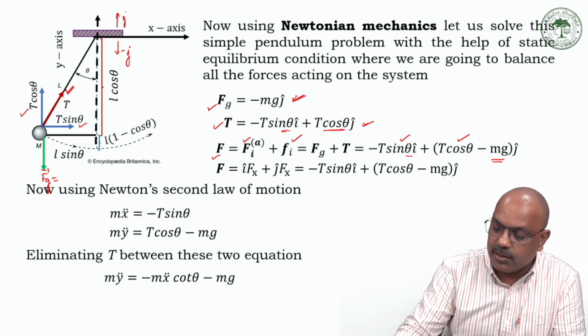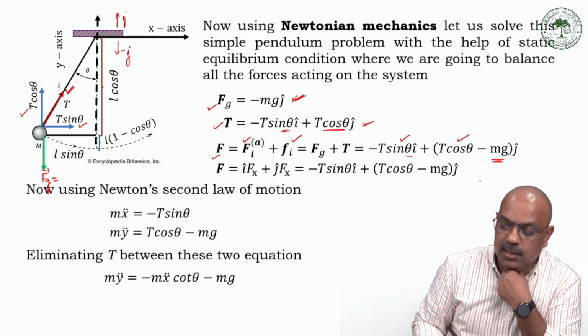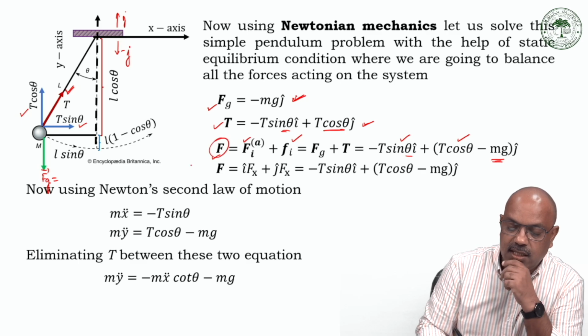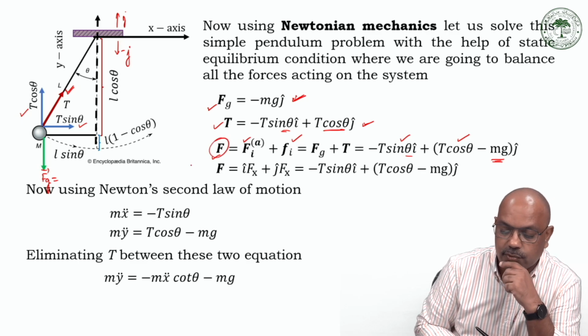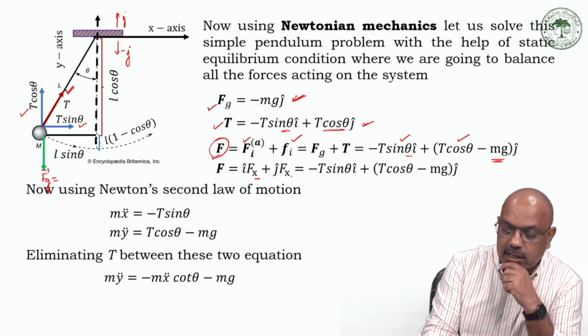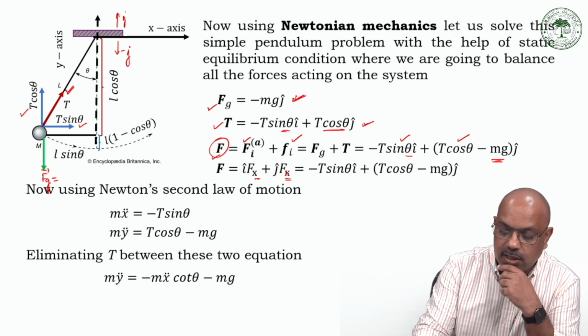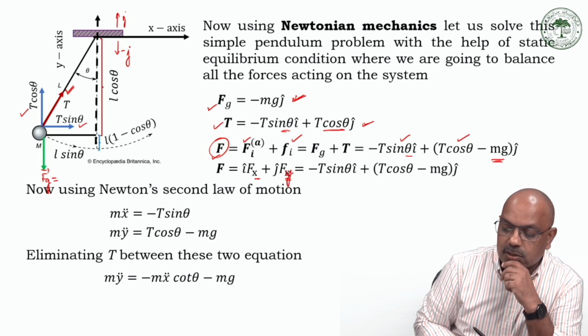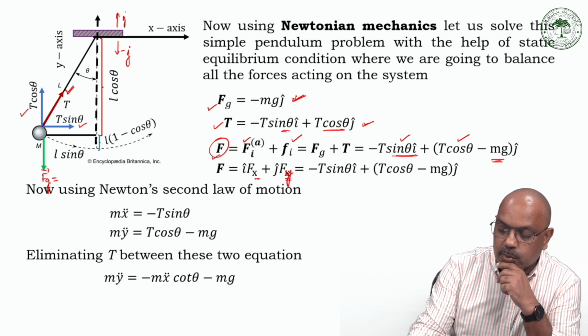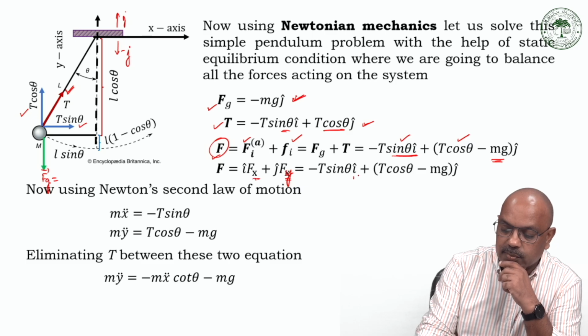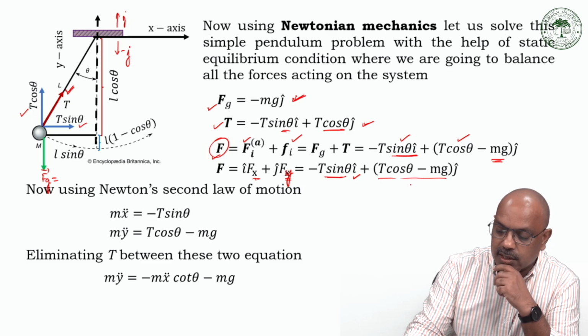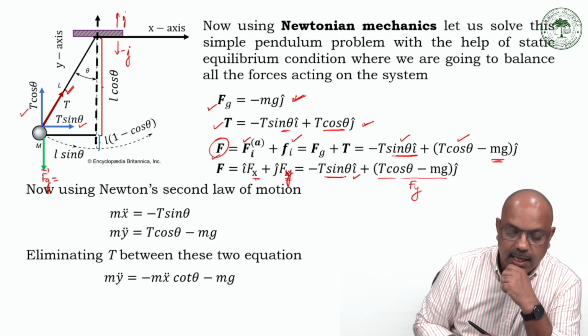So this is my total force which is acting, the applied force plus the constraint force. It is going to have two components, Fx and Fy. This is my x component, because of this i, minus t sine theta, and this is my y component, this is my Fy.